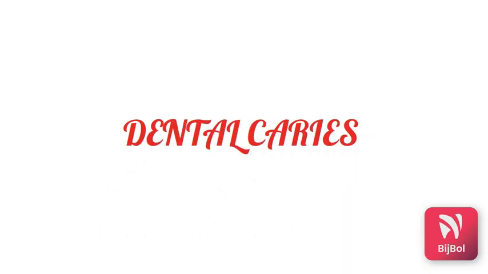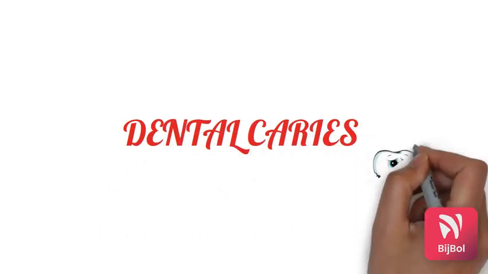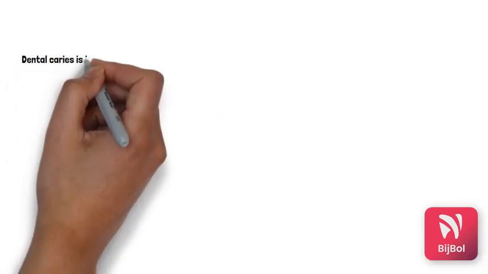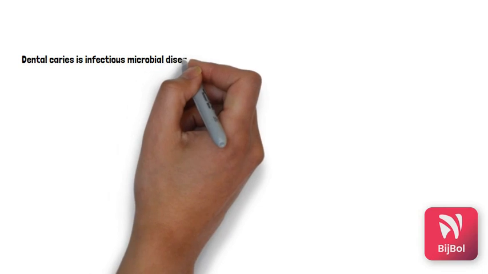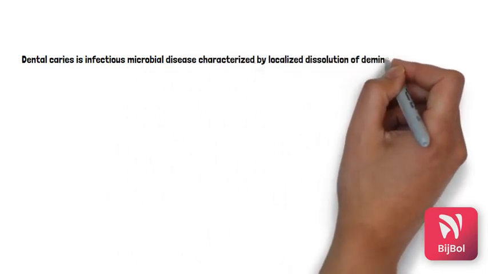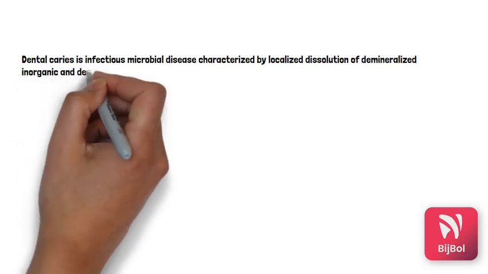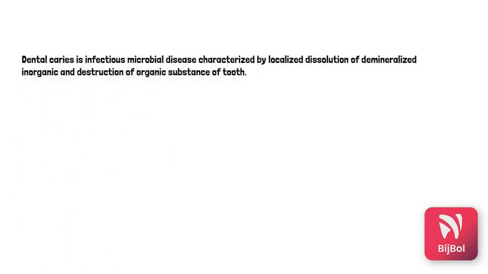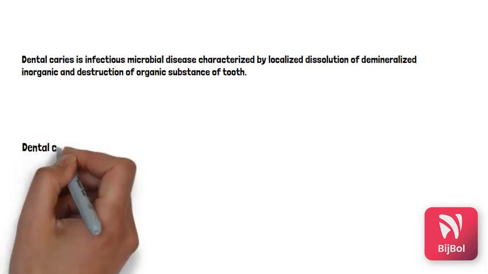Today's topic is about dental caries. The definition of dental caries is an infectious microbial disease characterized by the localized dissolution of demineralized inorganic and the destruction of the organic substance of the tooth. This is one of the earliest definitions which you have been reading for ages.